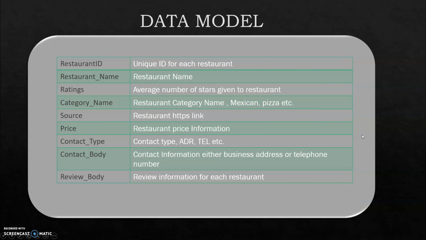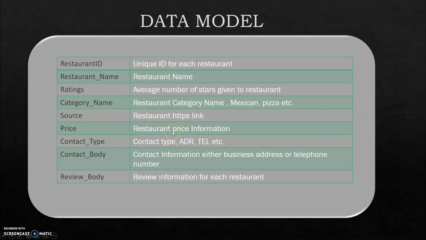So let's go through the data model information here. As I mentioned, we have the restaurant ID, which is the unique ID for each restaurant name; ratings, which, as you can guess, is the average number of stars given to the restaurant; category name, which could be Mexican, pizza, or something else; and the source link, the restaurant HTTPS link. Basically, when you click that link, you will be able to see the restaurant information on Yelp.ca.